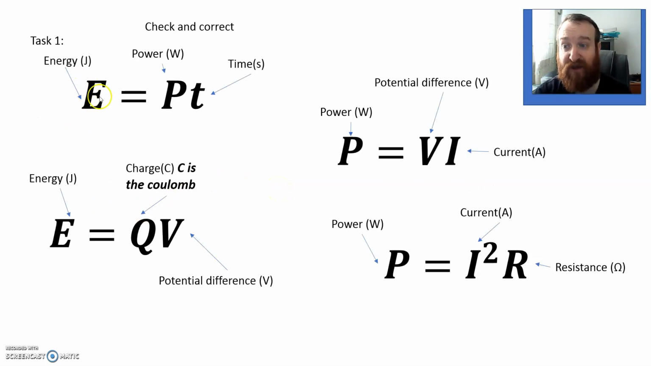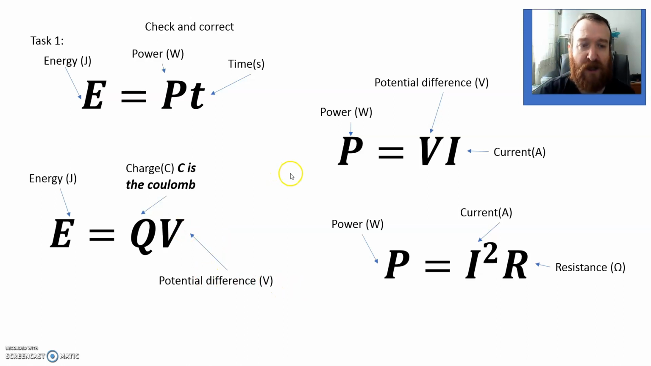So we've got E for energy, joules, P for power, watts, T for time, seconds. Okay, we've got power is watts, potential difference is volts, current is amps. We've got power is watts, current is amps, resistance is ohms, energy is joules, Q is charge, which is coulombs, and potential difference is volts.